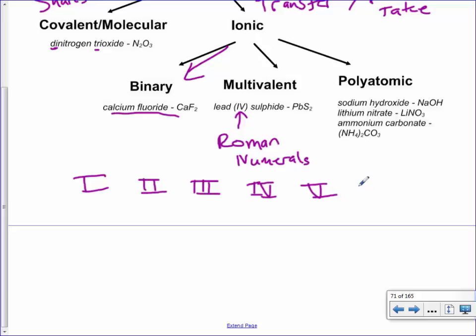If you want to do 6, 6 looks like this. V, I. That means 1 after 5. 7 is VII. That means 2 after 5. 7. I'm running out of room here. 8 is VIII. That means 3 after 5.